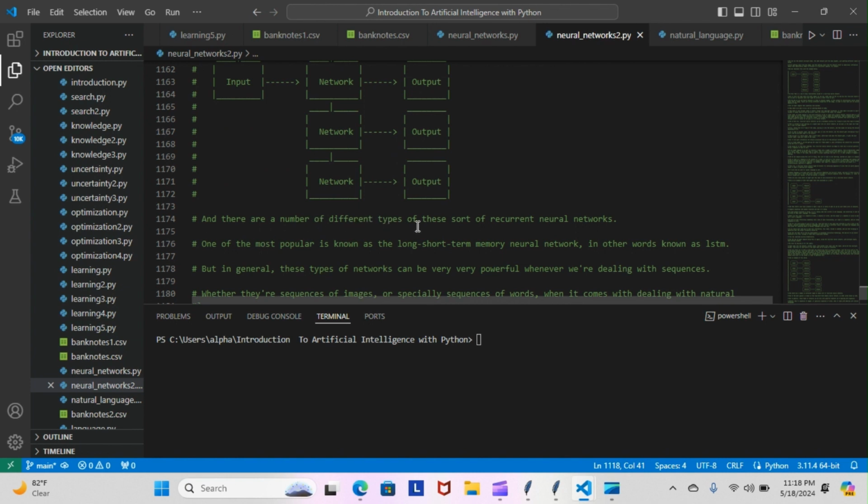So there are a number of different types of these sorts of recurrent neural networks. One of the most popular is known as a long short-term memory neural network, in other words, an LSTM. And that's where I'm going to leave it for tonight.